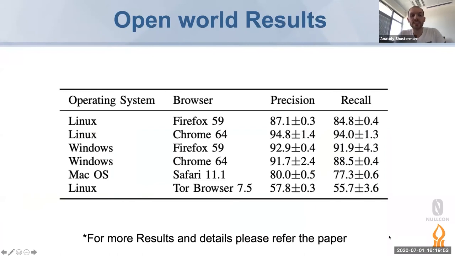Well, these are the results of the open world scenario, which is the hardest scenario. We have a precision from 80% in Safari to 95% on Chrome on Linux, and we have 58% precision on Tor Browser. We also had lots of results in this paper, so if you want to see all of these, you should refer to the paper.